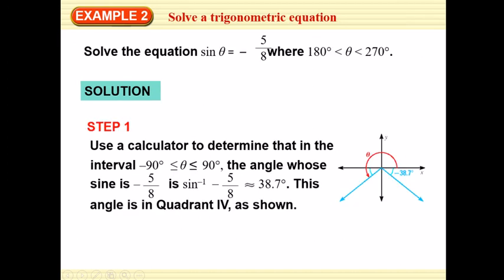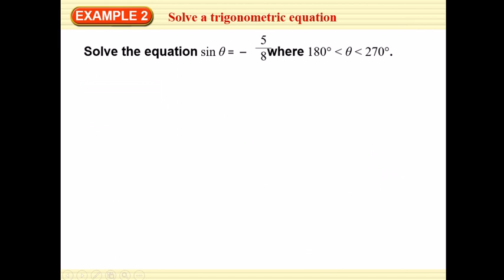So looking at another example here, solve the equation sine theta equals -5/8, where we are sitting between 180 degrees and 270. Drawing it out, I'm going to be between here and here, so I'm looking at this third quadrant. So I'm going to write out All Students Take Calculus. Since it is a sine in the third quadrant, I know it is negative. So that checks out.